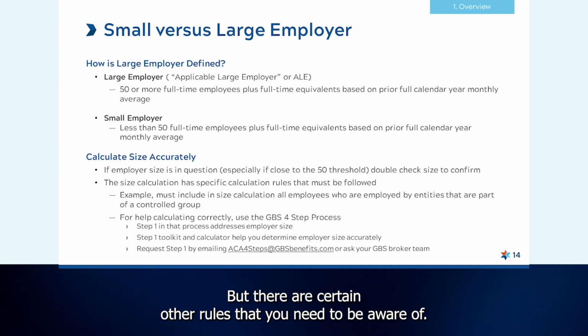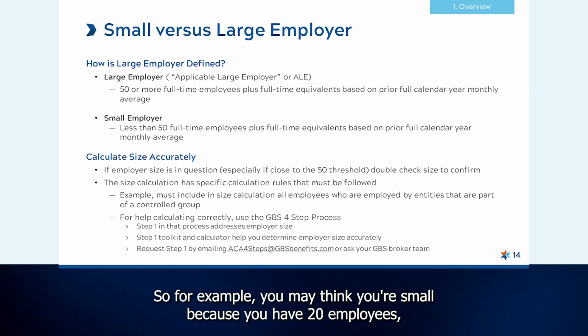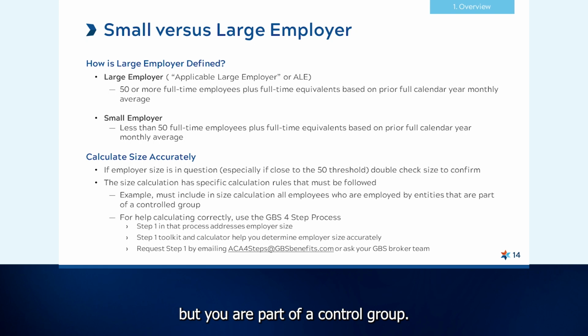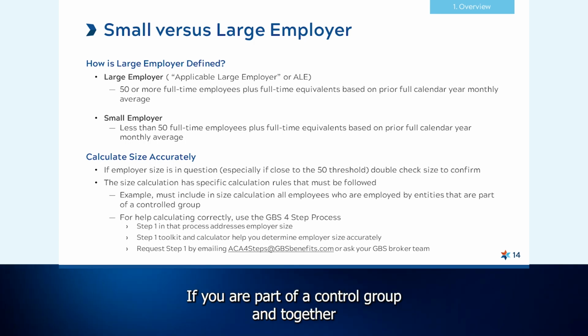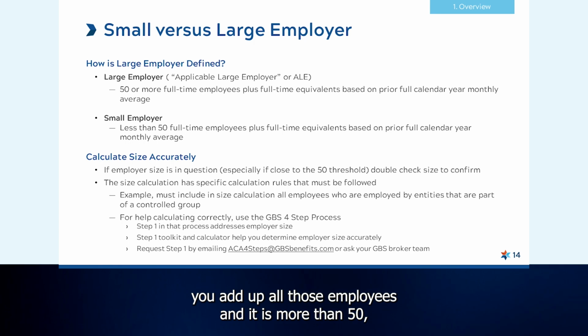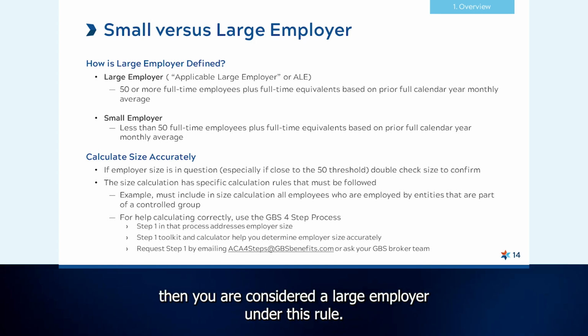But there are certain other rules that you need to be aware of. So for example, you may think you're small because you have 20 employees, but you are part of a control group. You are part of a control group if you have other entities that have a certain level of common ownership. If you are part of a control group, and together you add up all those employees and it is more than 50, then you are considered a large employer under this rule.